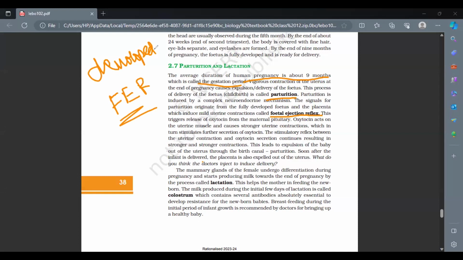So remember, it is not the mother's body which decides for the ejection process. It is the fetus that decides. When it is mature enough, it will send the reflexes to the mother's body. That's how the uterine contraction starts.